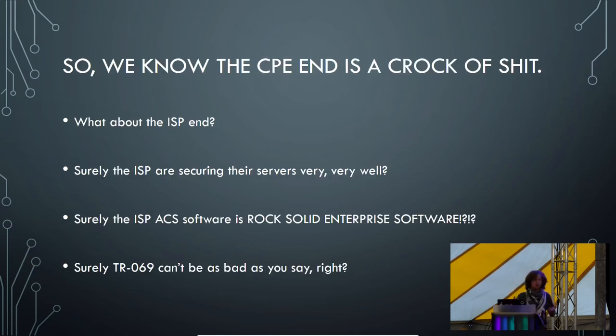So, we can take for granted that the CPE end is internet of trash, the cheapest manufactured little plastic box of blinking lights that your ISP buys in bulk and ships out to you, that probably has rubbish security. But surely the internet service provider themselves take their internal security seriously, we hope. Surely they're securing their servers super well and they have professionals. Surely the ISP end of this magical contraption of crap is rock-solid enterprise software, with a support license, probably written by Oracle or something, really good.